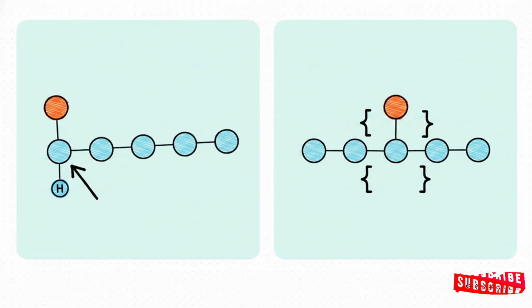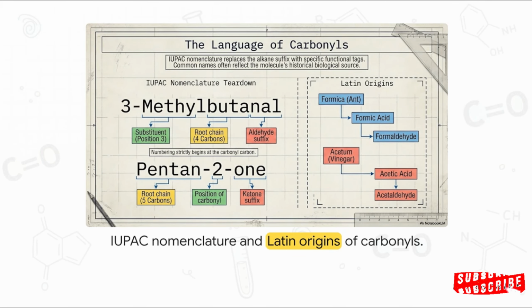Here's a pro tip. When you're writing your notes, try color-coding that terminal hydrogen in blue. It is hands down the fastest way to spot an aldehyde. We turn those structures into a universal language using IUPAC naming, which systematically replaces alkane suffixes for rapid recall. You just tag -al onto a 4-carbon chain to get 3-methylbutanal, or -one onto a 5-carbon chain to get pentan-2-one. Just remember that numbering strictly begins at the carbonyl carbon.